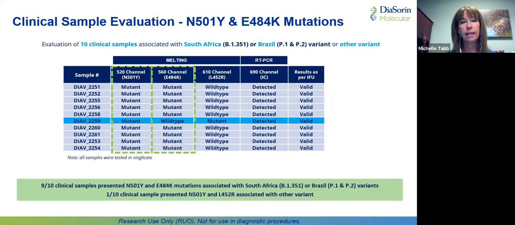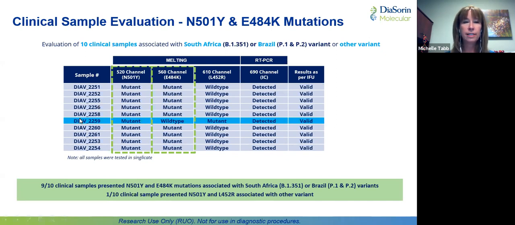Moving on, we have a second set here of clinical specimens, some of which are associated with the South African variant or Brazil variants or another variant. And so in this case, what we see is that in 9 of the 10 specimens, we detected a mutation in 501Y and a mutation in E484K, which is shown there in the 2 hashed green boxes. And so those 9 out of 10 are definitely associated with either South Africa or Brazil variants.